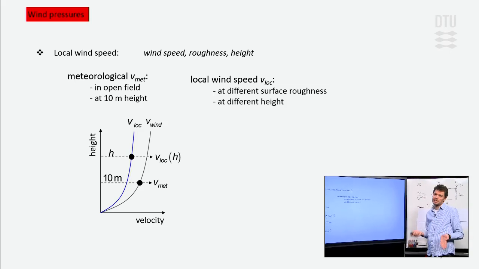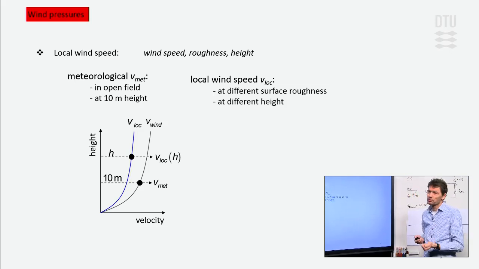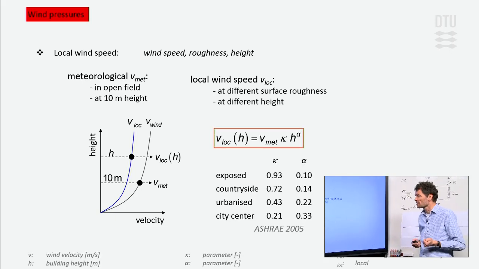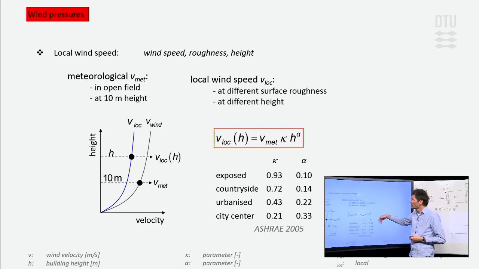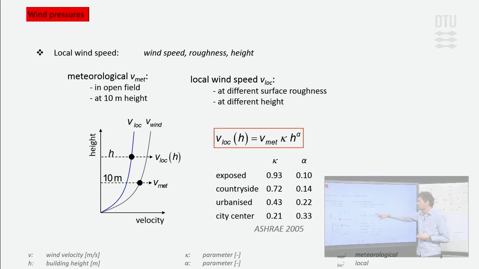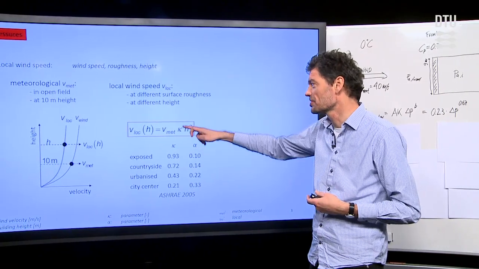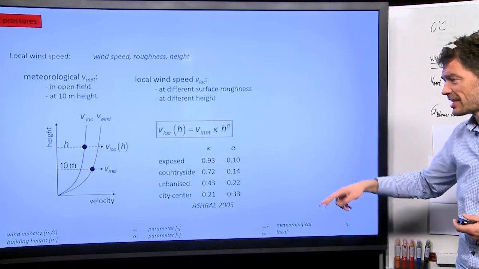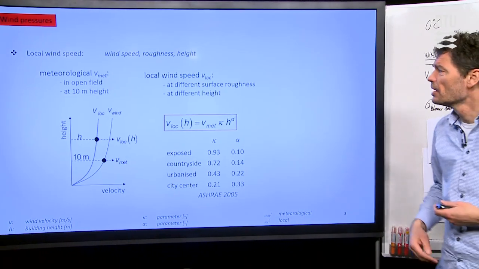But we're interested in a particular building. So how is it with that? It also depends on how high the building is. So we would like to know the local wind velocity coming close to our building. There is this formula here, which says that we have the meteorological wind velocity, and then we multiply with two coefficients. One is the Greek letter kappa. You can see here, depending on the landscape, what it is.